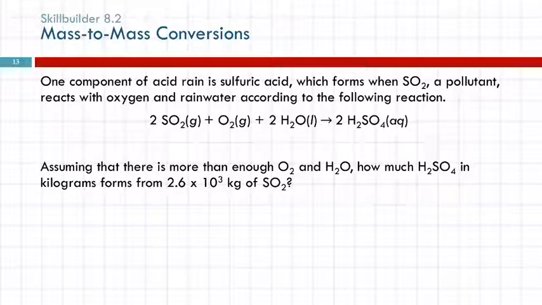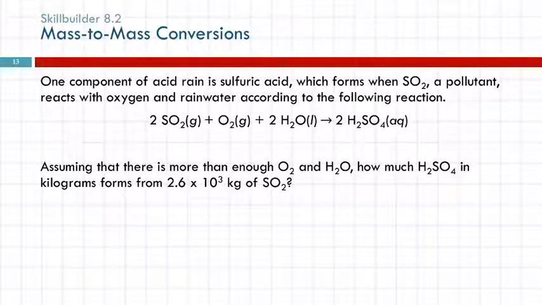One component of acid rain is sulfuric acid, which forms when SO2, a pollutant, reacts with oxygen and rainwater according to the following reaction. Again, that's backstory. Assuming that there's more than enough oxygen and water, how much sulfuric acid in kilograms forms from 2.6 times 10 to the third kilograms of SO2?